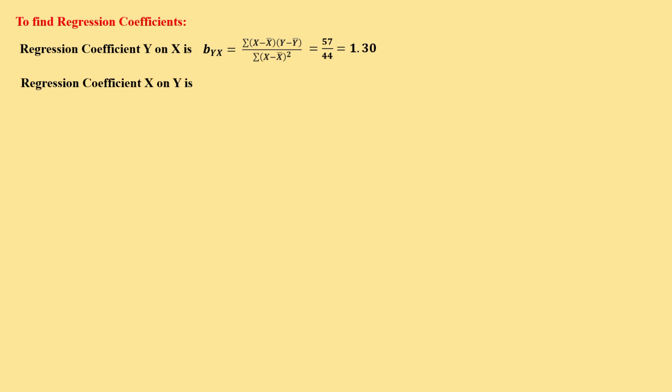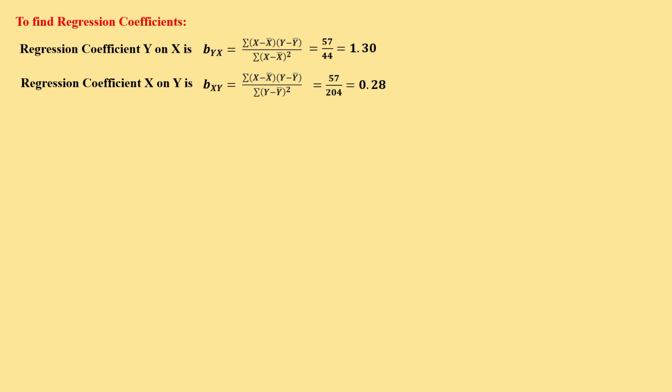First we are going to find the regression coefficients. The regression coefficient y on x, byx, has the formula summation x minus x bar into y minus y bar by summation x minus x bar square. From the table, substituting the values, 57 by 44 is equal to 1.3. Similarly, the next coefficient, regression coefficient x on y, bxy, is summation x minus x bar into y minus y bar by summation y minus y bar square. From the table, 57 by 204 is equal to 0.28.